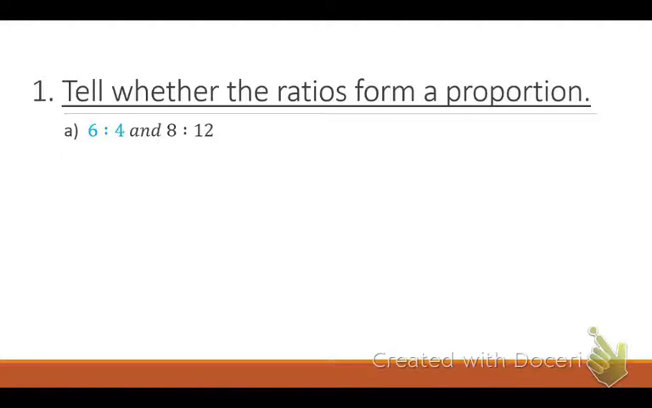So we're going to write this as 6 over 4. And remember I said this is two ratios that are set equal to each other. So I'm going to say equals 8 over 12. For today, we're going to be using cross products. I want you to take your red pen one more time, and we're going to circle what comes diagonal from the other one. What is diagonal from 6? 12. Everyone circle it diagonally. What is diagonal from 4? 8.